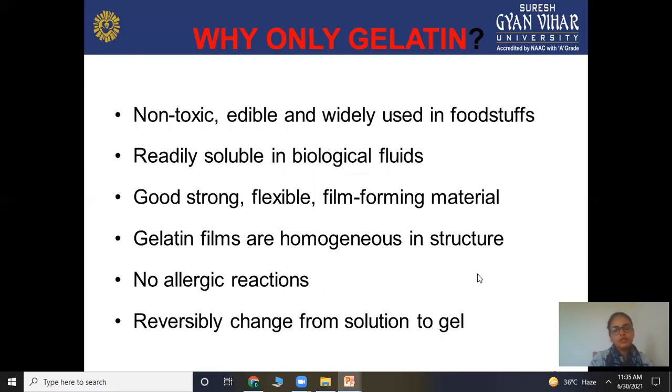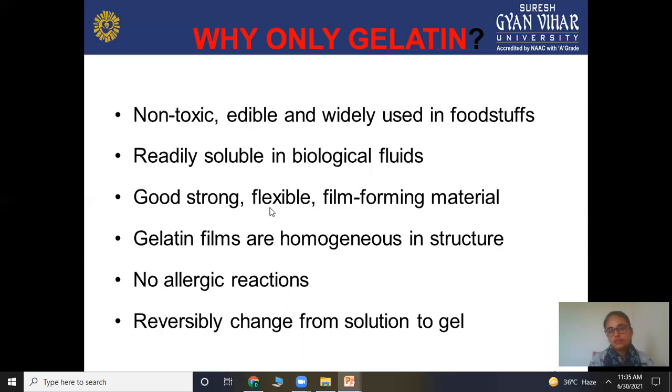Next is why only gelatin is used. In this, gelatin is non-toxic, edible, and widely used in foodstuff. Means it doesn't have any toxic effect. You can also eat this gelatin, or it is used in foodstuffs also, and it is readily soluble in biological fluid. When you take the capsule, your capsule body or gelatin can easily solubilize with your biological fluid or body fluid, and doesn't show any toxic effect. It is easily compatible with your biological fluid.